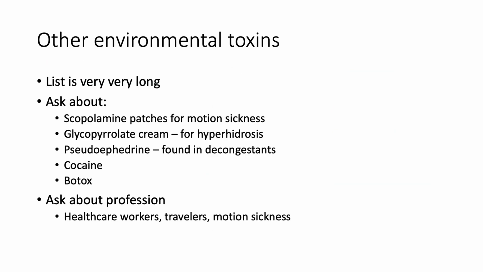The list of pharmacological agents and substances that can contribute to a dilated pupil is very long. Some examples to think about on your history taking include contact with scopolamine patches for motion sickness, glycopyrrolate cream for hyperhidrosis or excessive sweating, pseudoephedrine found in decongestants, or other substances such as cocaine or Botox. Identifying these causes can save the patient and healthcare provider a lot of trouble and rule out some of the more dangerous causes of anisocoria that is greater in light, which we will soon discuss.